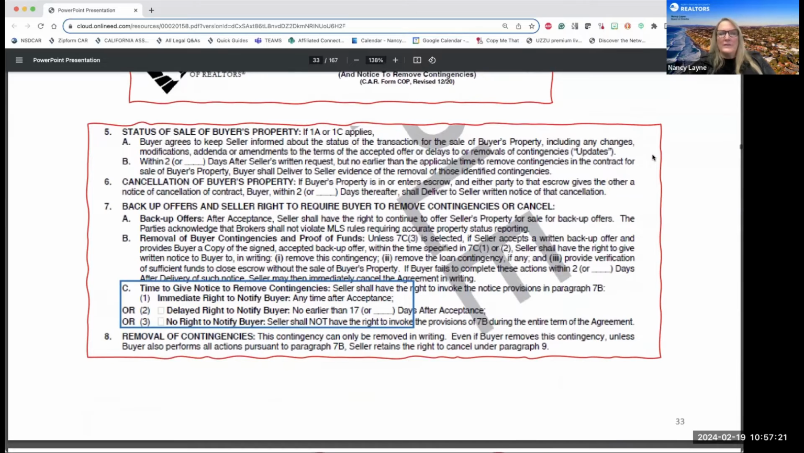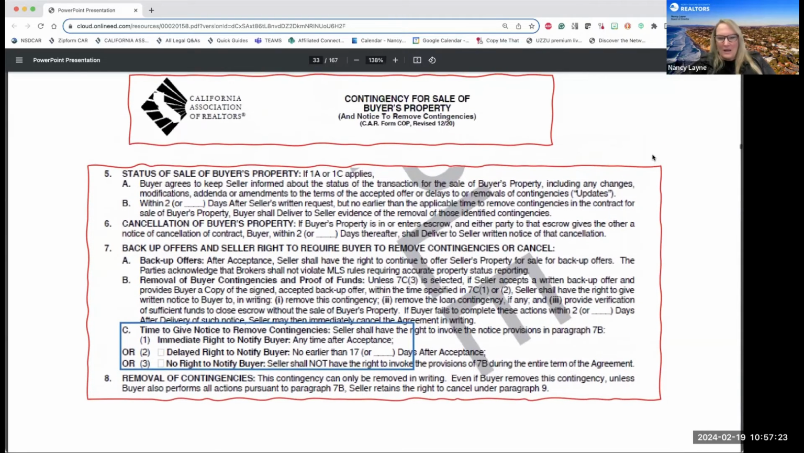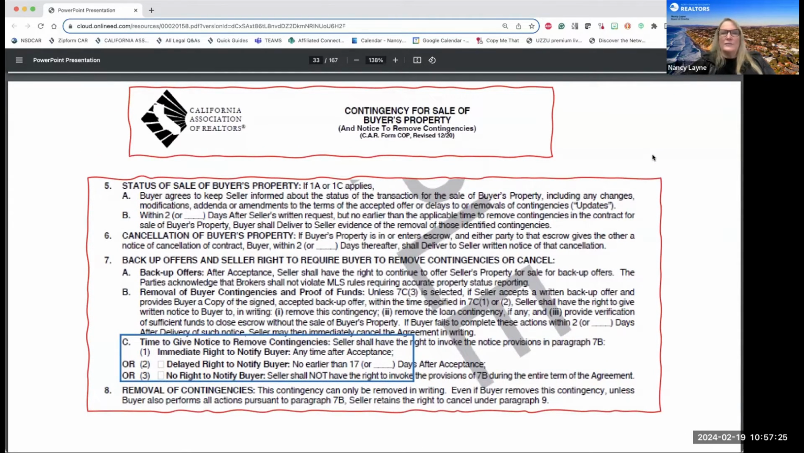And then you also can have this sale, not nearly as common because it's difficult enough to be a buyer right now, but there's also the contingency for the sale of the buyer's property. So this clarifies the time to give notice to remove contingencies and whether or not they have a delayed right to notify the buyer if they have a backup offer, or no right to notify buyer until the entire term of the agreement. I've seen this a lot, the no right to notify buyer.